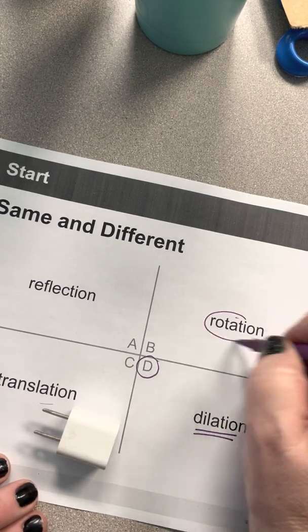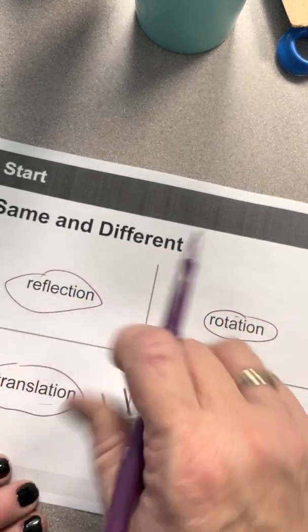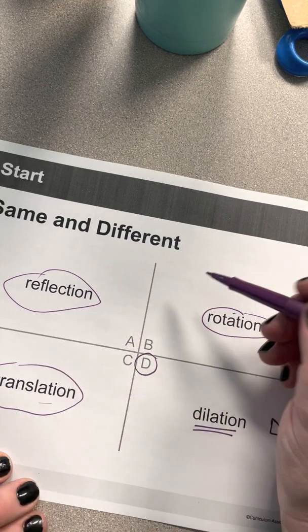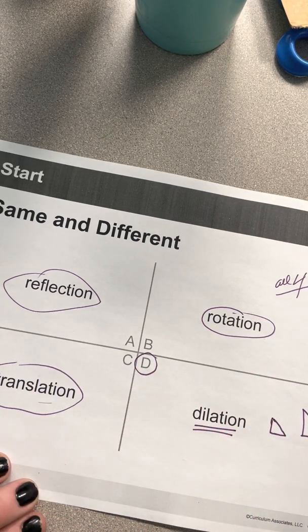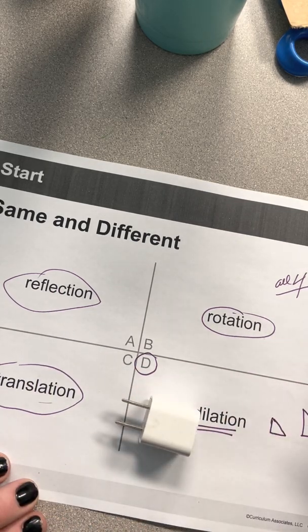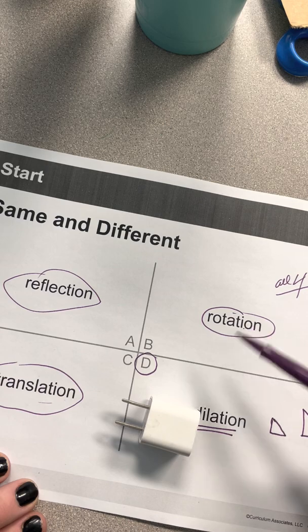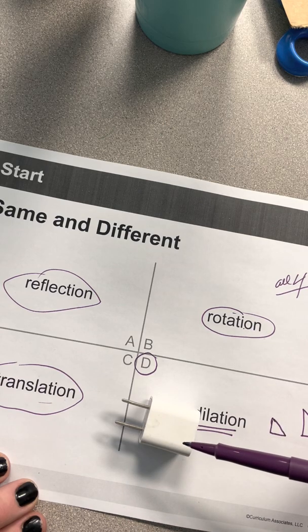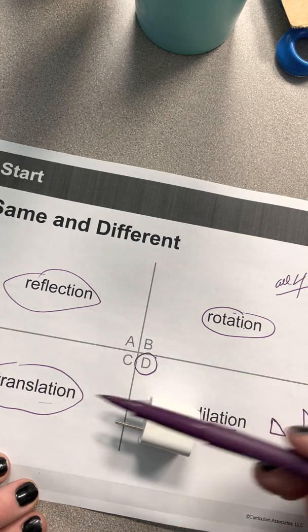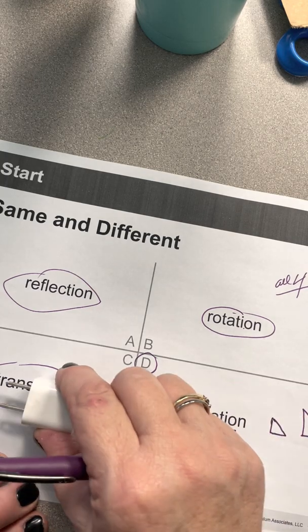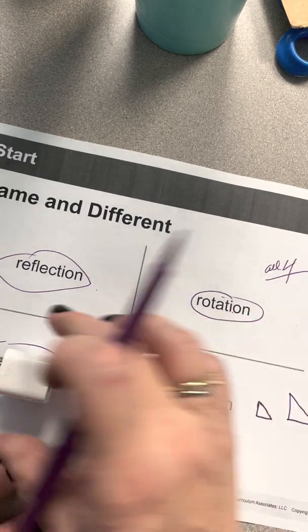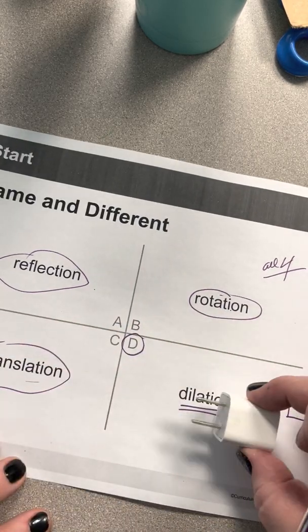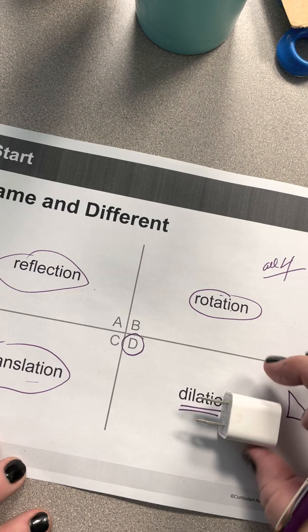So all of these, they're all transformations. All four are transformations. Okay, but these three keep the shape and size. So if I rotate it, it's going to be congruent to when I started. If I reflect it, it's going to be congruent. They're going to be equal from when I start to when I finish, whichever one of these I use. But when I dilate, it's going to change. It's going to be the same shape, but it's going to get bigger or smaller.